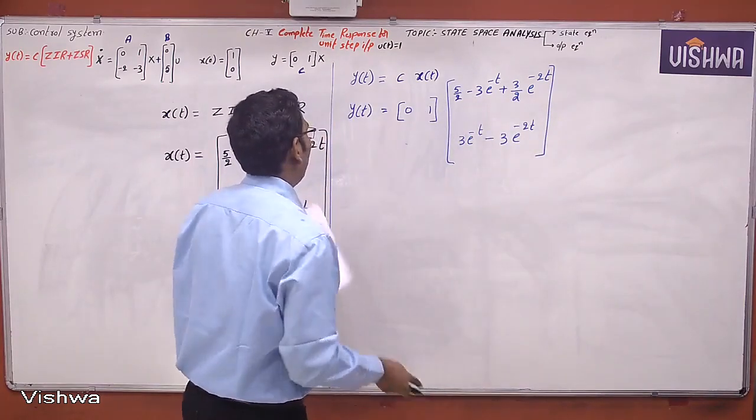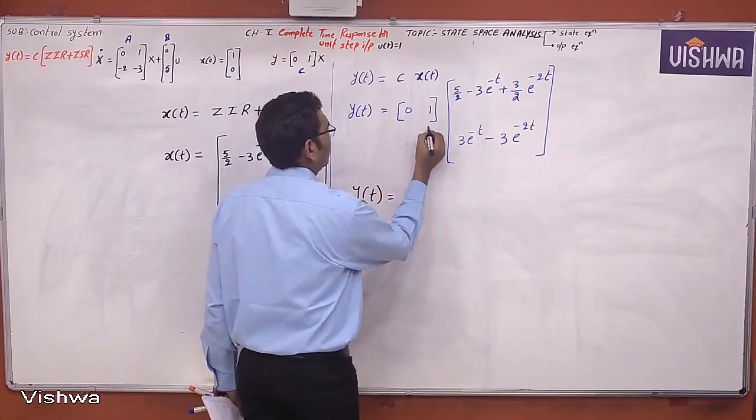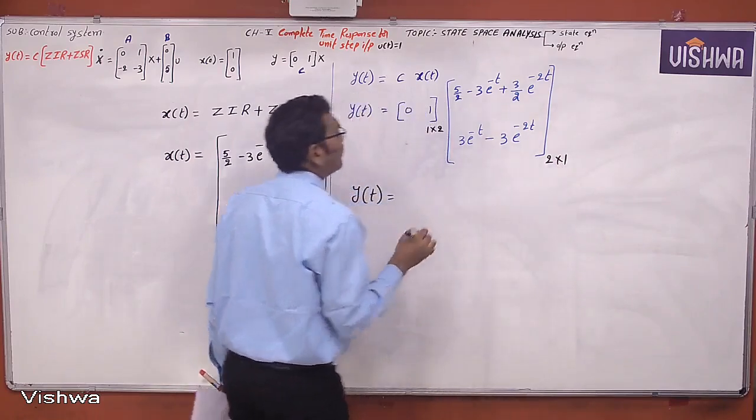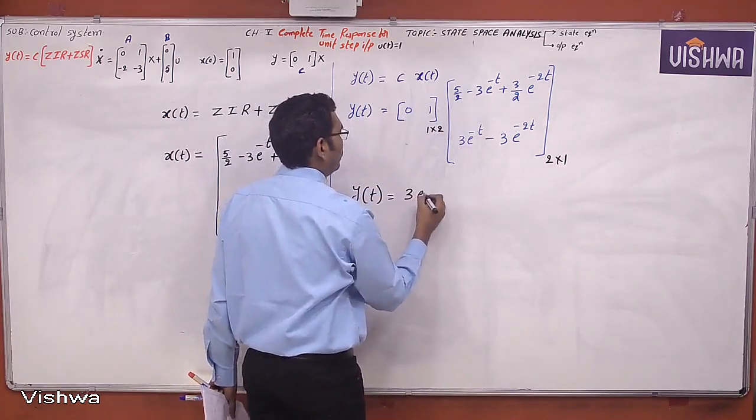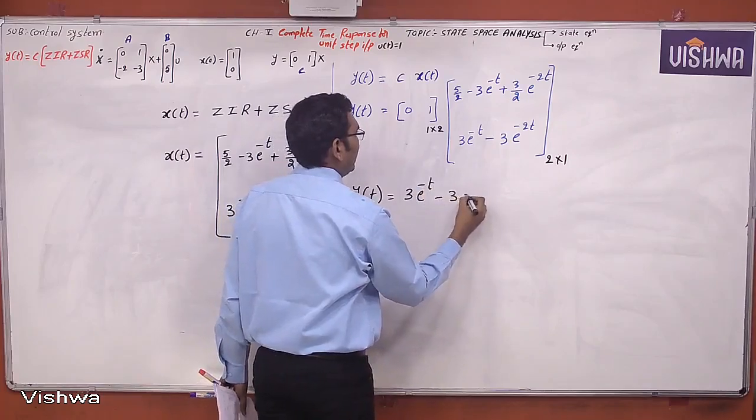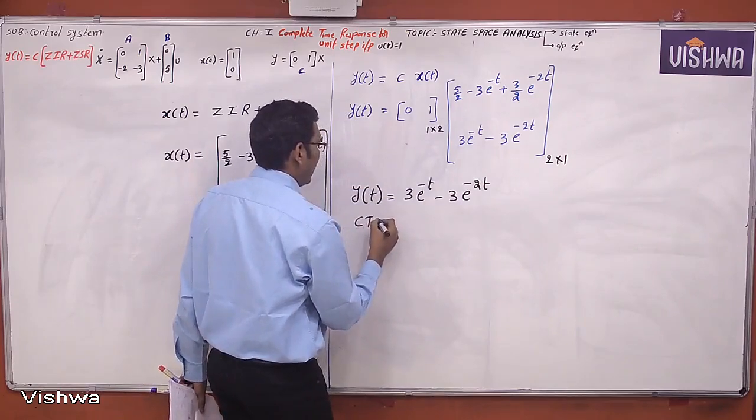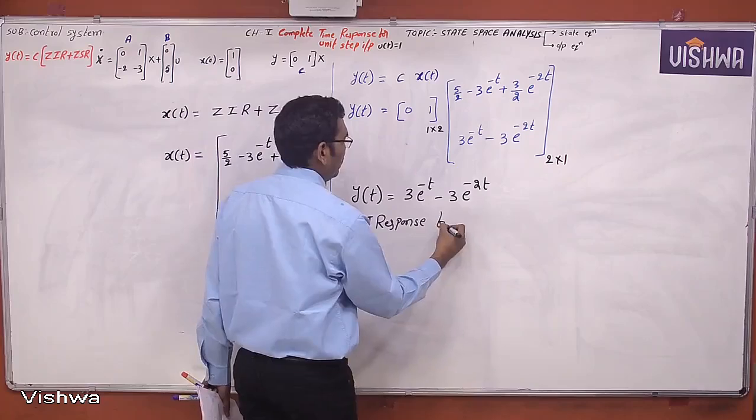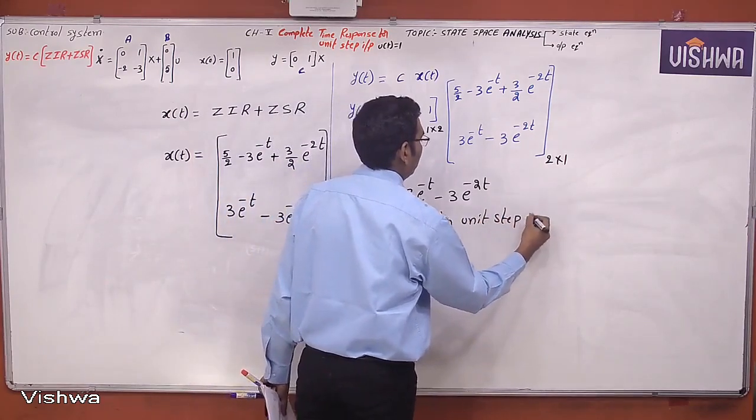So now what is y of t? Now this is y of t. Finally, this is 1 by 2, this is 2 by 1, so only 1 by 1. So this is 0 into something. This is 0. Now 3 into e power minus t minus 3 into e power minus t. This is the complete time response for unit step input.